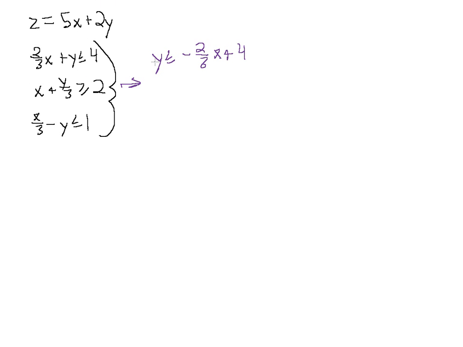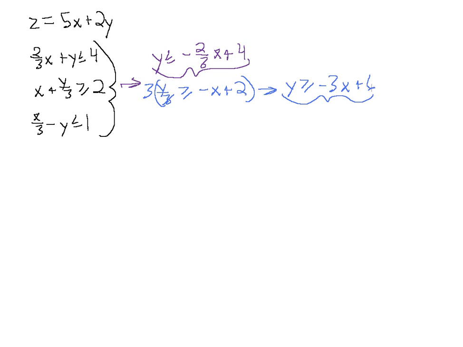Let's take a look at the second one. That was our first linear inequality. For our second one, if we subtract x from both sides, we'll get y/3 is greater than or equal to minus x plus 2. Let's go ahead and multiply the whole inequality by 3. That'll cancel that denominator, giving us y is greater than or equal to minus 3x plus 6. That's our second linear inequality, called a constraint.